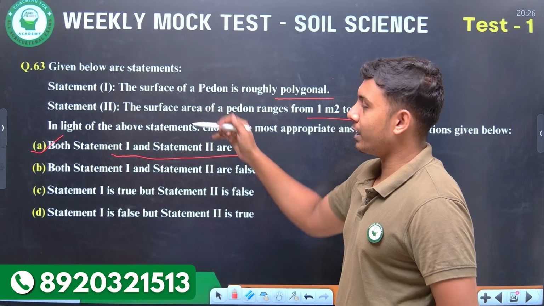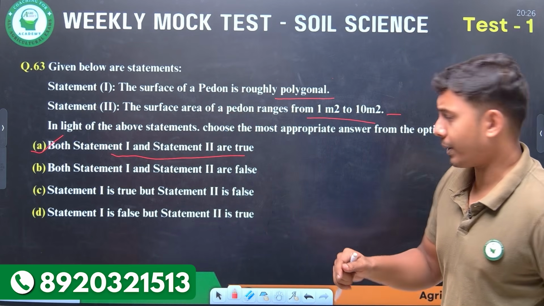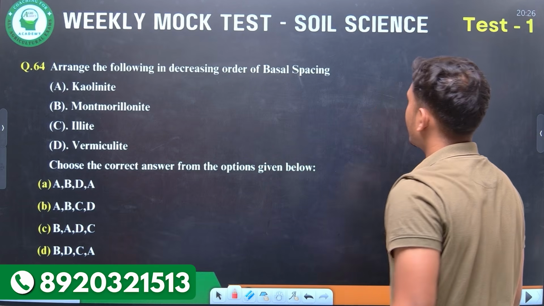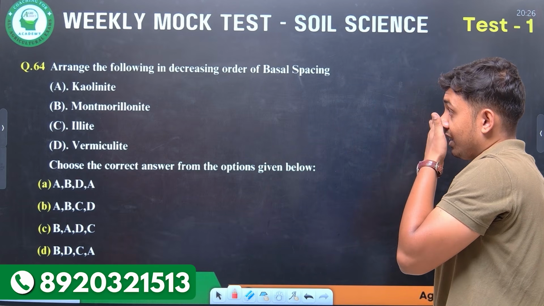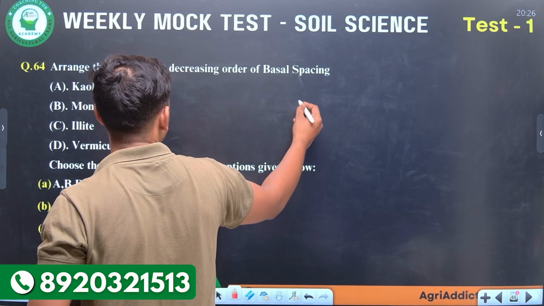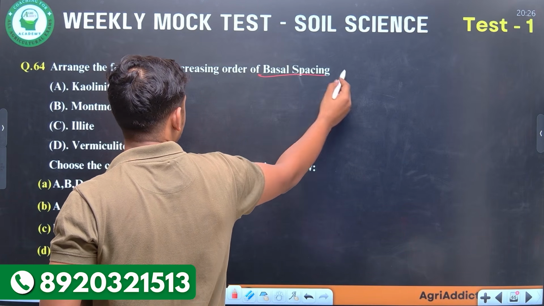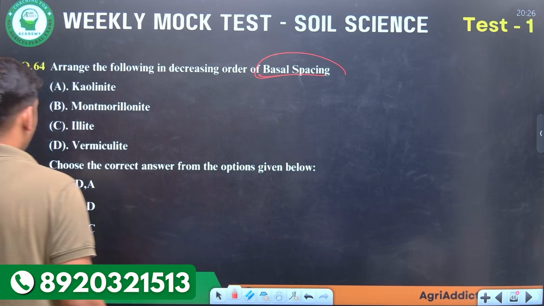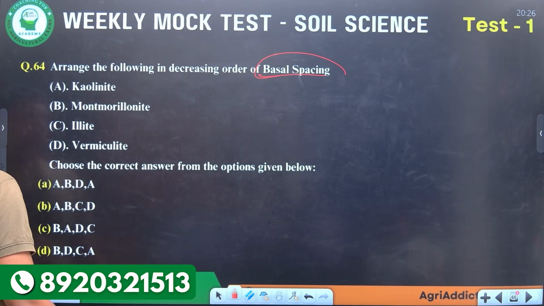These two are the main feature or main characteristics of a pattern. Now comes: arrange the following in decreasing order of basal spacing. When we say basal spacing, we know C spacing also, B spacing, C spacing. This comes under the basal spacing. So in this case the basal spacing will be high in montmorillonite.